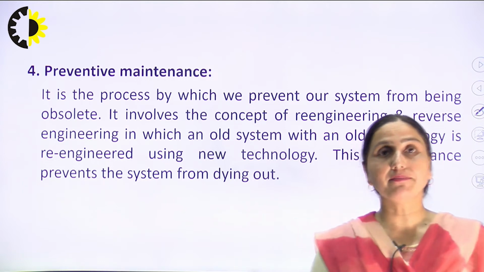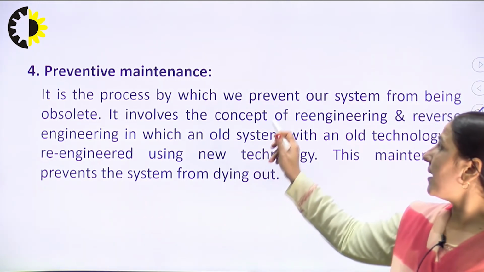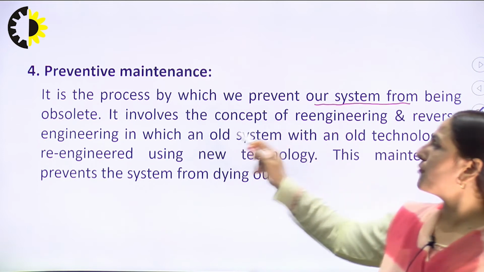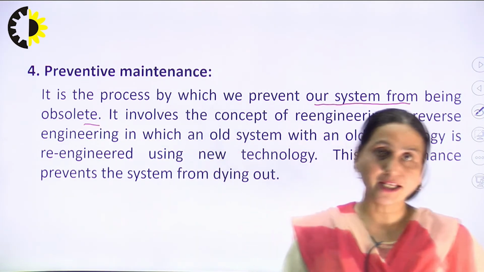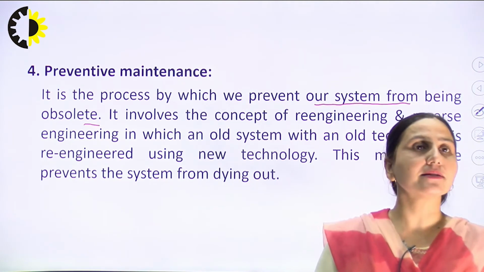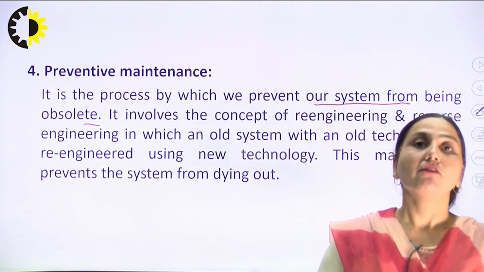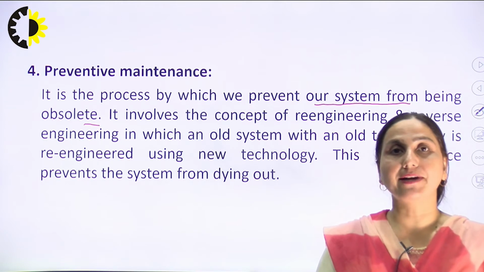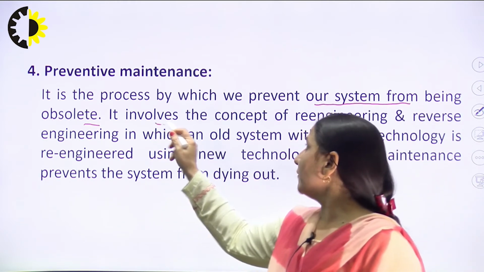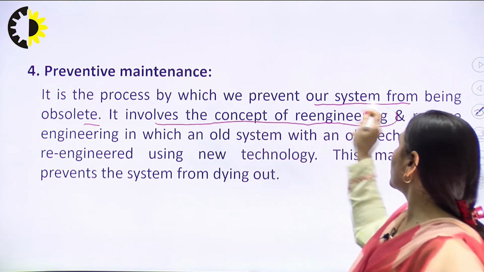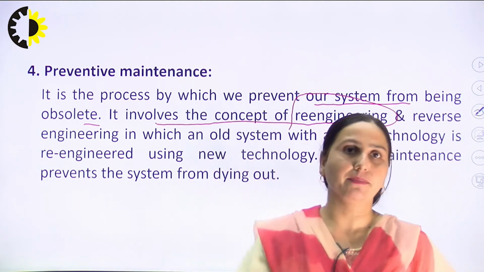Now, what is preventive maintenance? It is a process by which we prevent our system from becoming obsolete. It's a very important point, right? So preventive maintenance is the type of maintenance based on which we will be able to prevent our system before it becomes obsolete. It involves the concept of re-engineering. It's a very important term in software engineering.